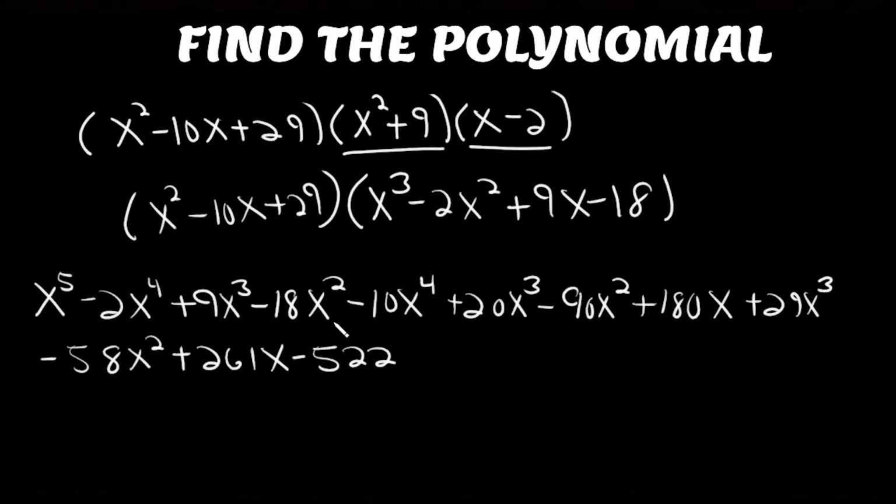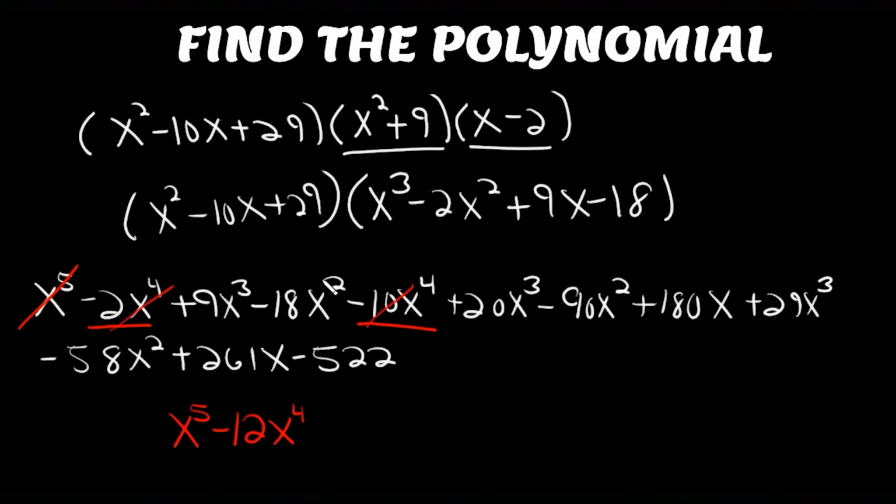So let's go ahead and do that. Now I'm going to start with the highest exponent value. I have x to the 5th power here. I cannot combine that with anything, so I'm done. I'm just going to write x to the 5th power. Okay, now I'm going to move on to x to the 4th power, and I have -2x to the 4th power here. I have -10x to the 4th power here, and that's it. So if I combine, I get -12x to the 4th power. Okay, that's done.